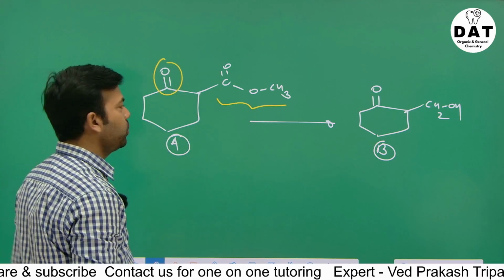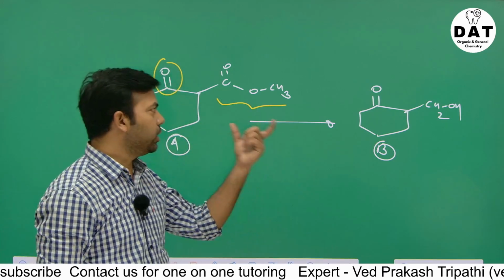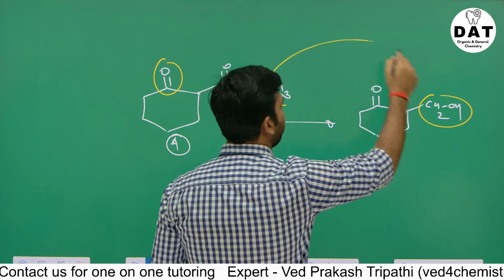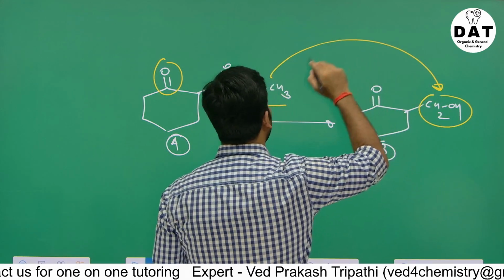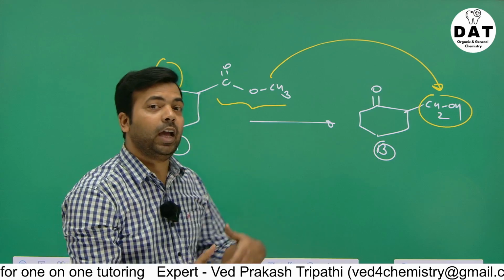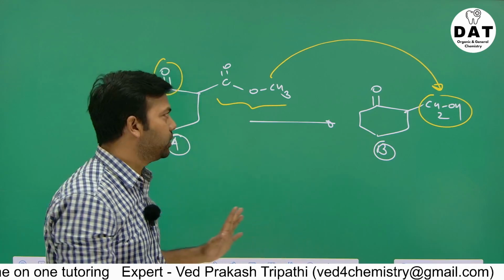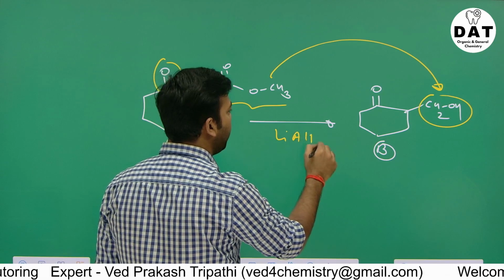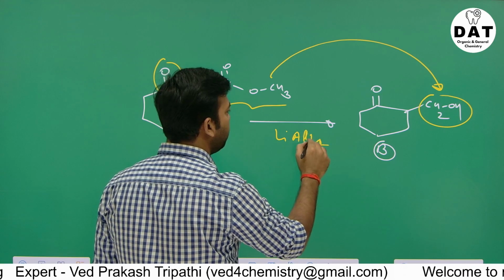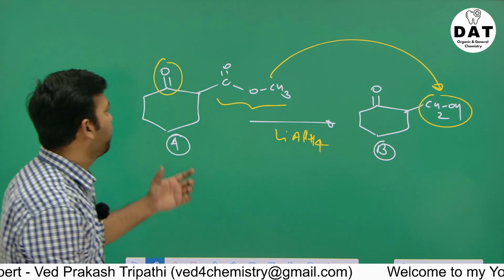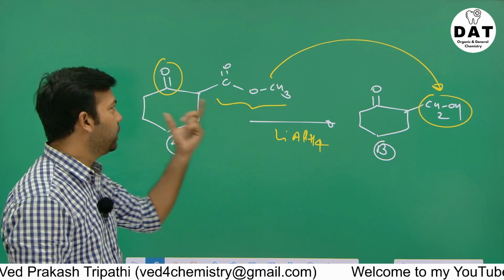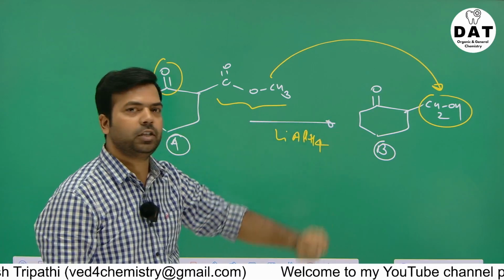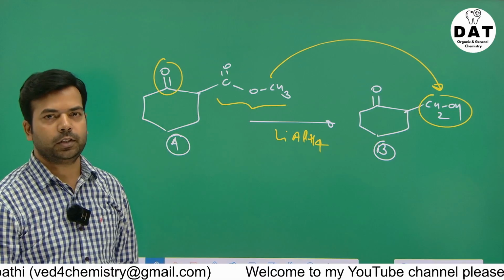So ketone will be secondary and ester will be primary. But here reduction of ester is fine. Means ester can be reduced by LiAlH4 but not NaBH4. Makes sense? So we can use definitely LiAlH4, but the problem is if you have LiAlH4, then ketone becomes secondary alcohol and here ketone remains unchanged. So how can we convert this?